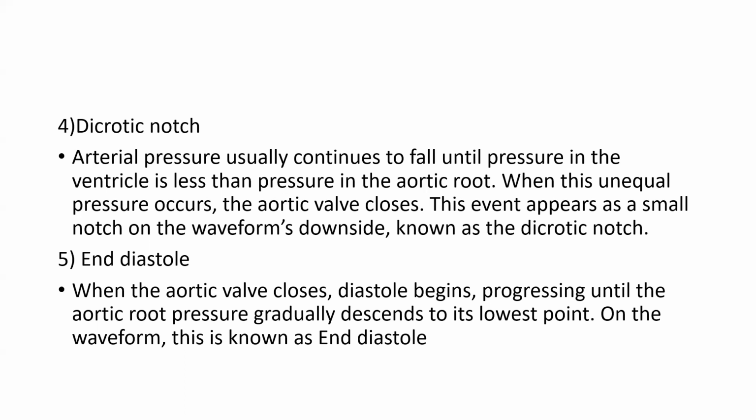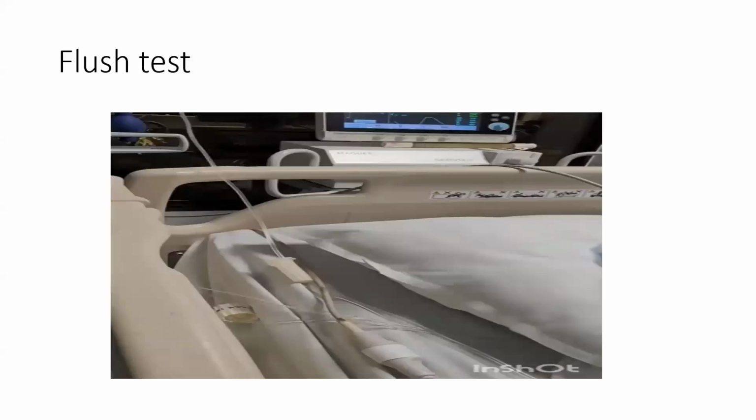Then the next is the end diastole. When the aortic valve closes, diastole begins, progressing until the aortic root pressure gradually descends to its lowest point. On the waveform, this is known as end diastole.